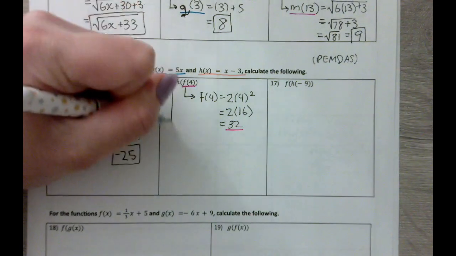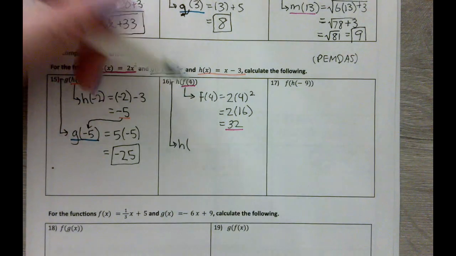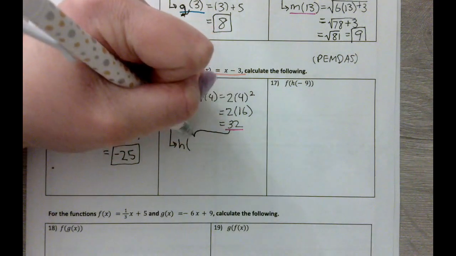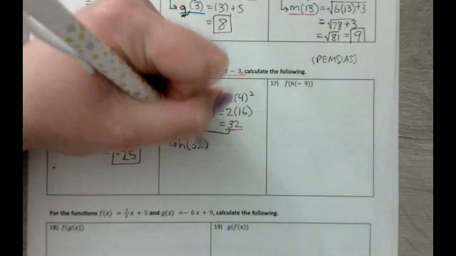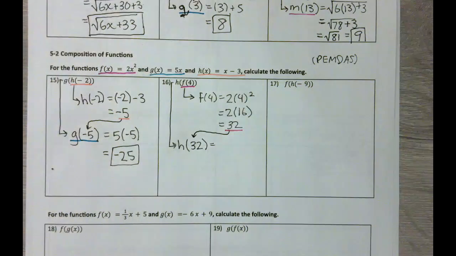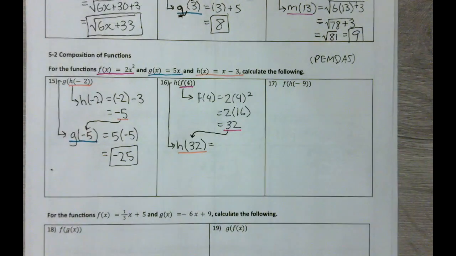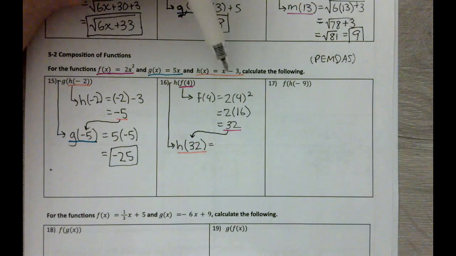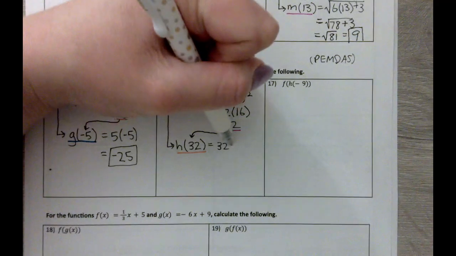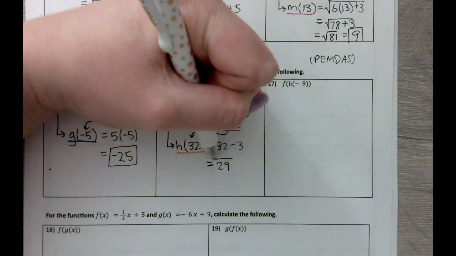So I'm going to drop down my original problem, h, and then instead of f of 4, I will drop that 32 in there, h of 32. So now I am looking at orange, since that's h. So I'm going to replace the x here with 32, so I'll have 32 minus 3, which gives us 29.